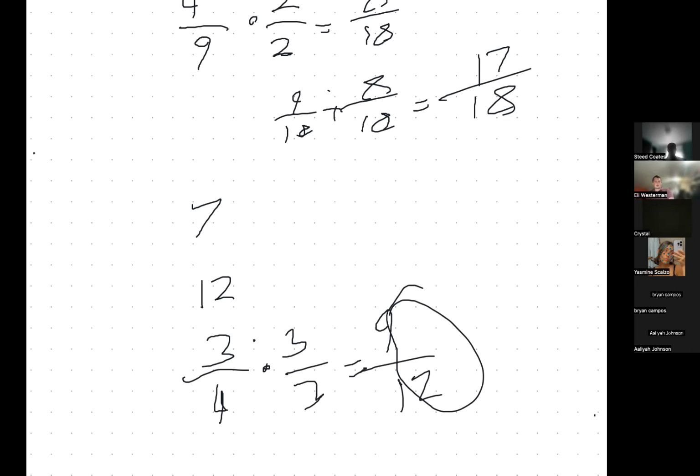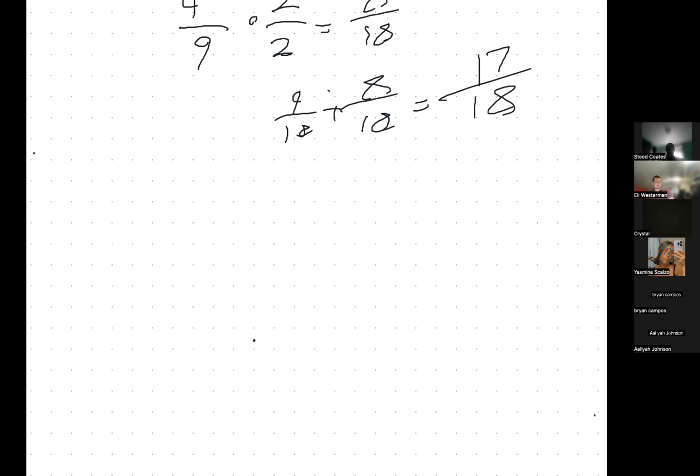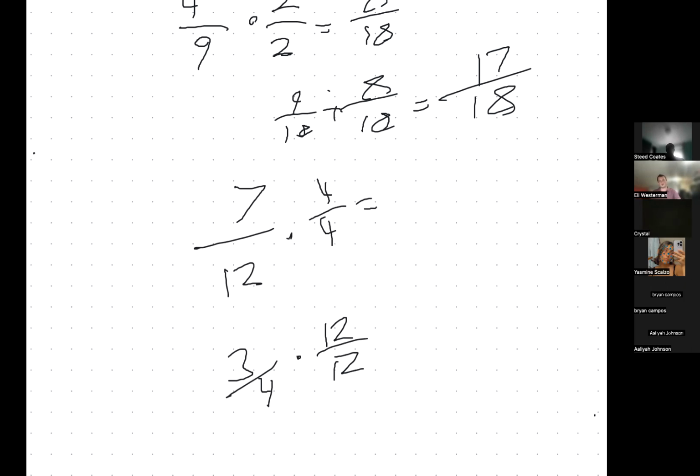Now, another way you can do it, I'll try and do it your way, Steve, is if you have 7/12 and 3/4, you can multiply each of them by 12/12 and 4/4, and you're going to get 28/48 and 36/48. So just different approaches. You'll get answers that are correct for both of them.